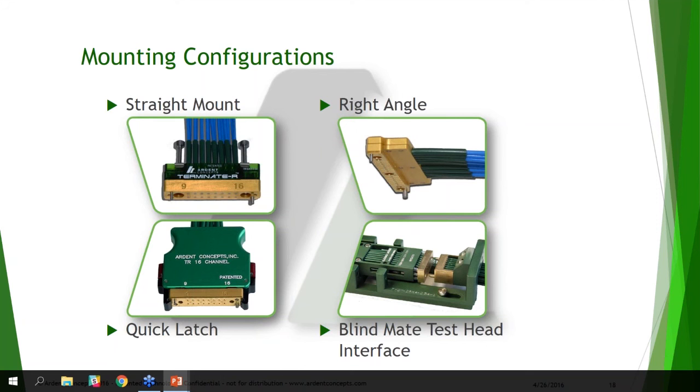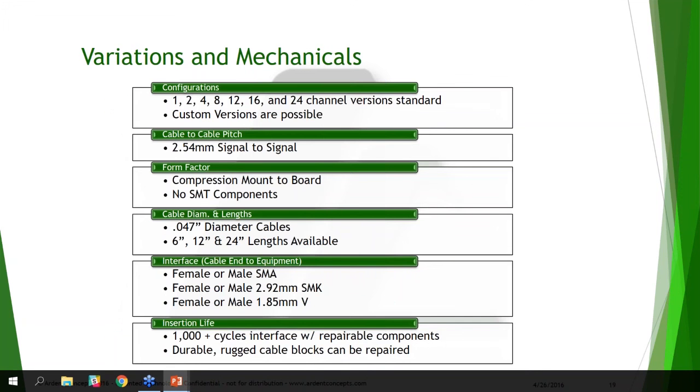So some variations in the mechanicals we can go through here. We've got standard 1, 2, 4, 8, 12, 16, and 24 channel versions available as standard. We do custom a lot. 28 channel, we just showed you a 28 channel. We did a 64 channel for an application in Japan. So if you got a special needs application and you want to get really high signals through something repeatably, let us know. We can design something special.